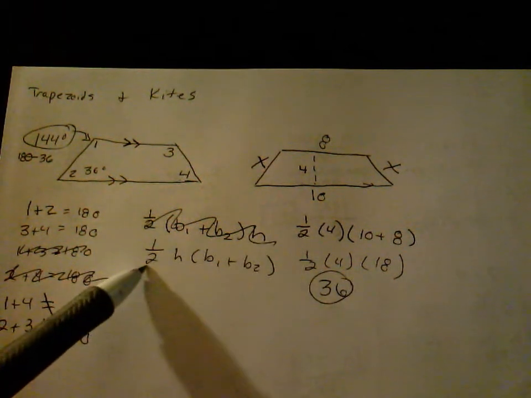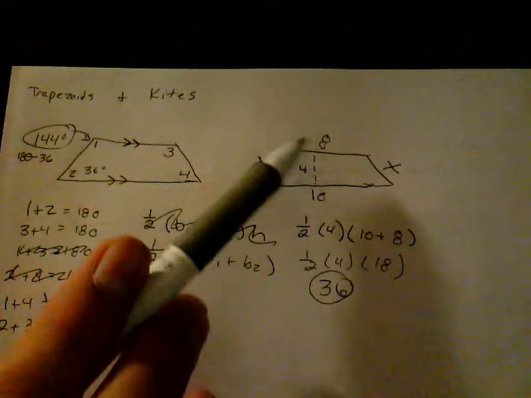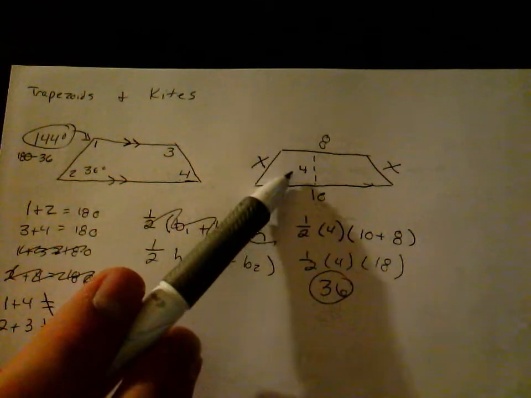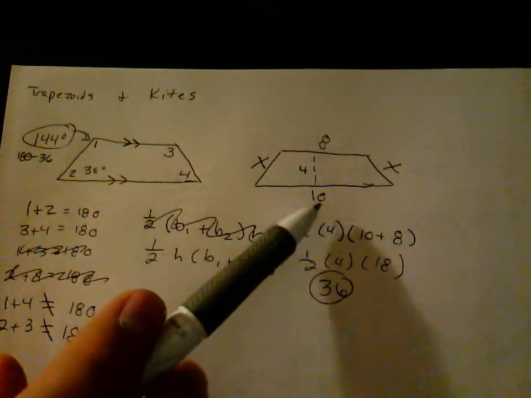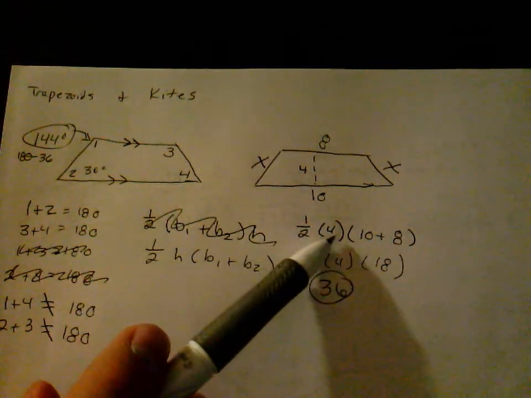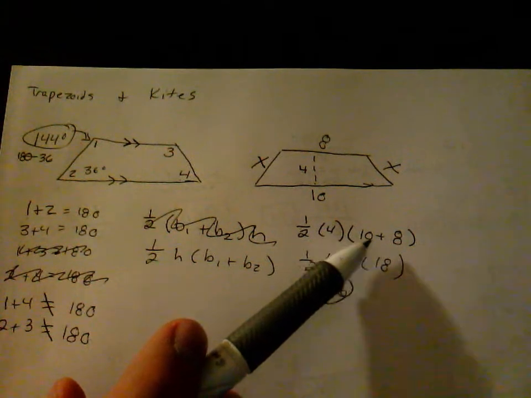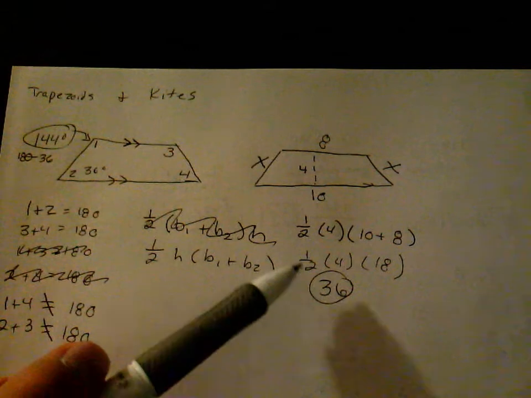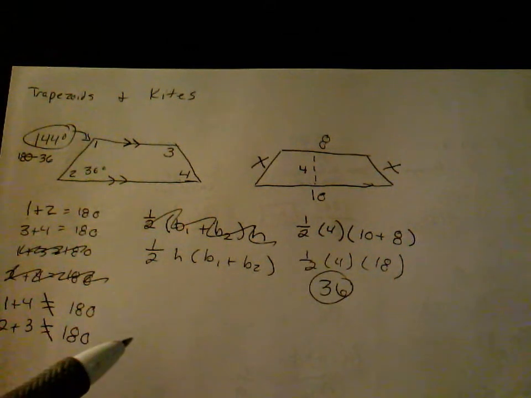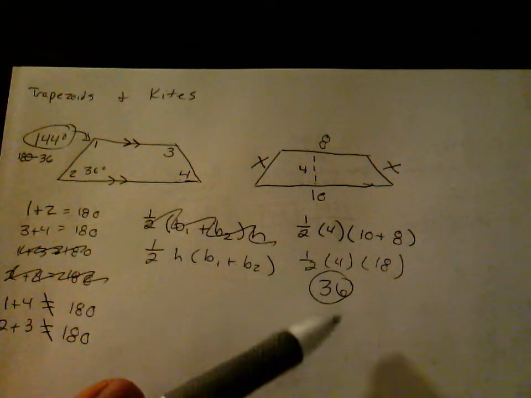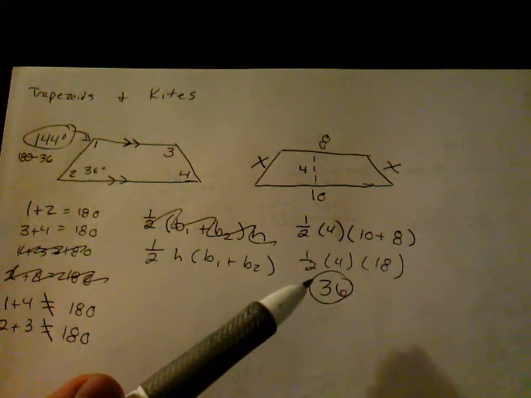So once again, it's 1/2 the height, meaning how far it is from the bottom to the top, times base 1 plus base 2. In this case, we have 8, 10, and 4. Our height is 4, our base 1 is 10, our base 2 is 8. So you take 1/2 the height, 4, times base 1 plus base 2, so 10 plus 8. So it's 1/2 of 4 times 18, because you just added these two together. If you actually did that, you'd end up with 36.